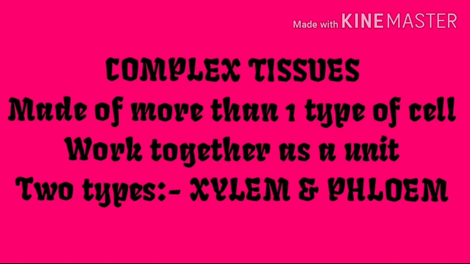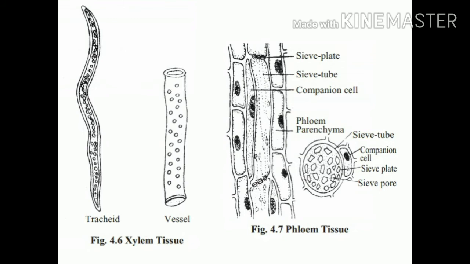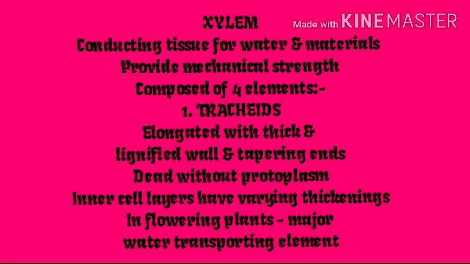Now let us discuss the complex tissues. These complex tissues are made up of more than one type of cell and they work together as a unit. Xylem and phloem are the main constituents of these complex tissues. Xylem functions as a conducting tissue for water and minerals from the roots to the stem and leaves. It also provides mechanical strength to the plant parts, and the xylem is composed of four different elements.